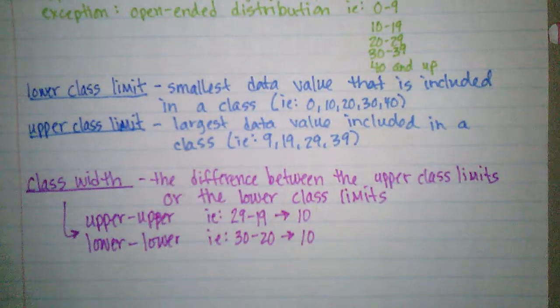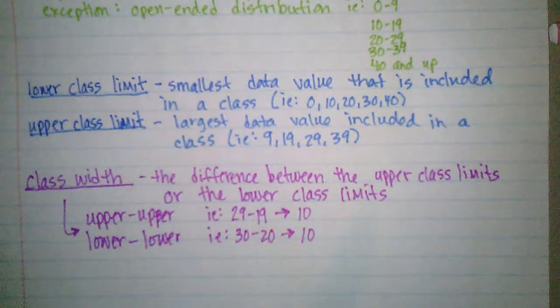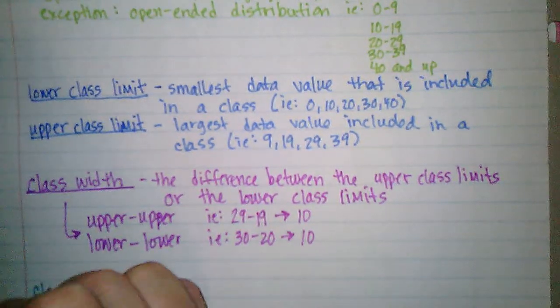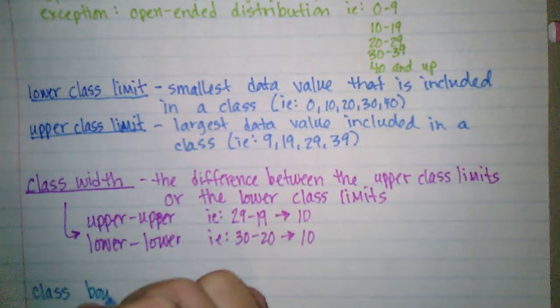So when you're calculating class width, it's never going to be an upper minus a lower. It's always upper minus upper or lower minus lower. So make sure that you keep that straight. Then we have something called class boundaries.